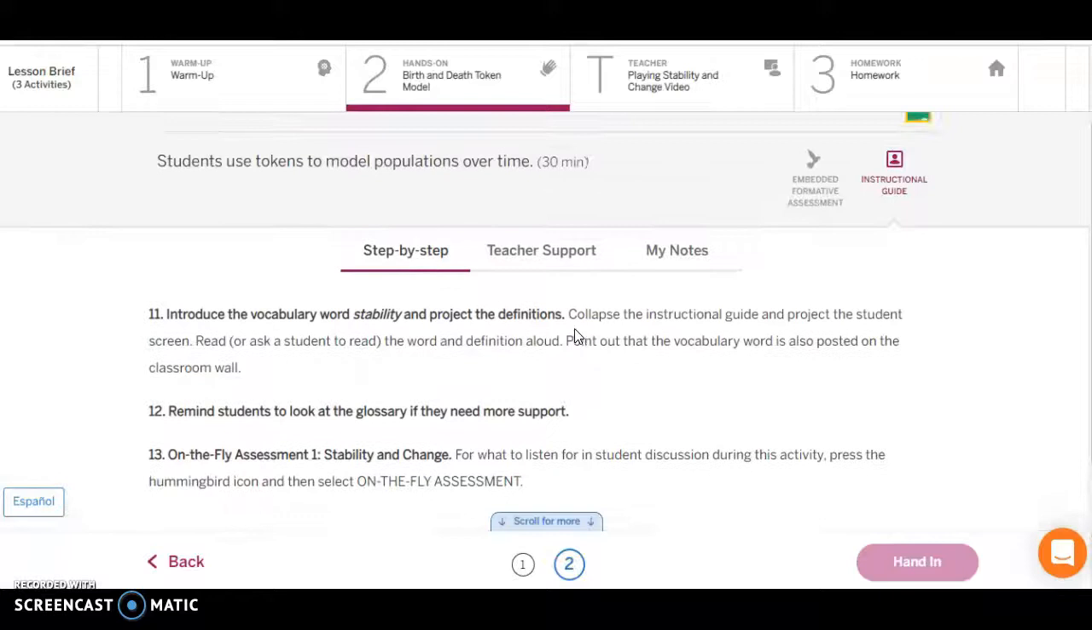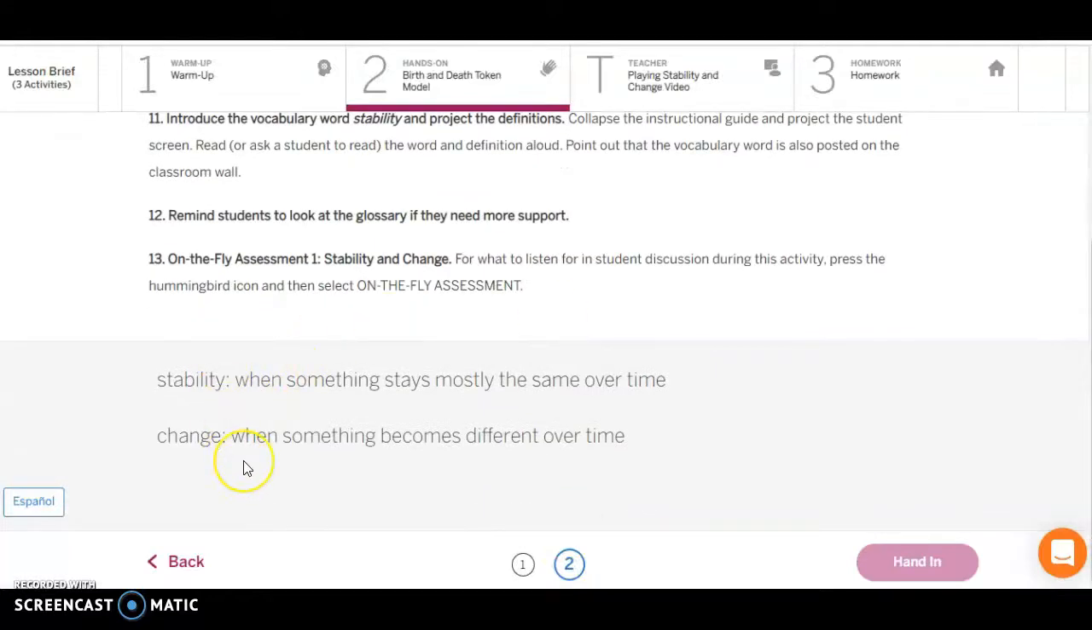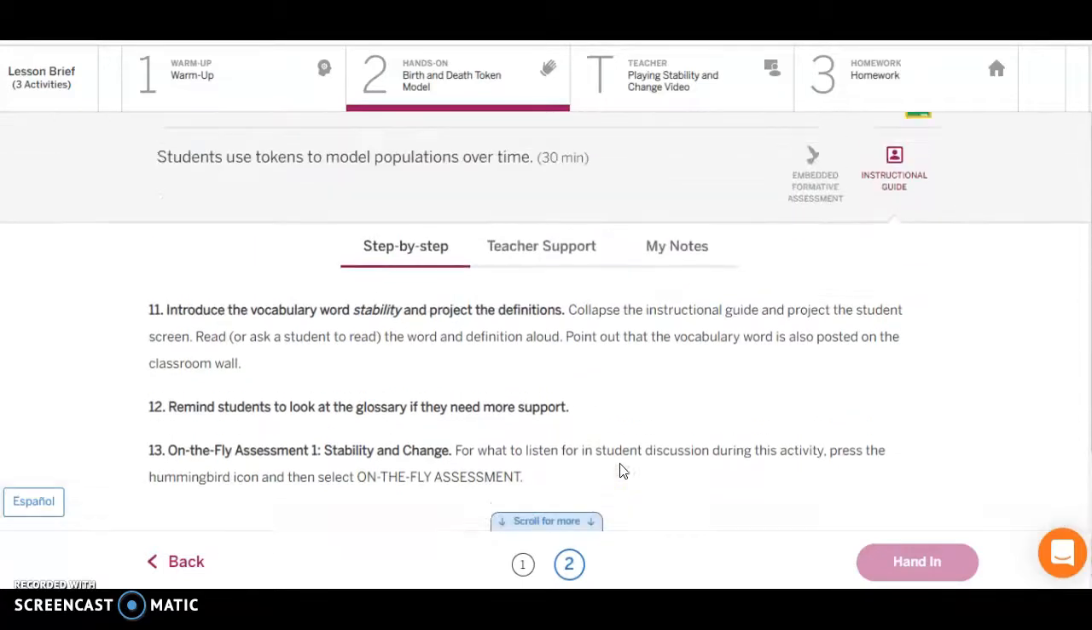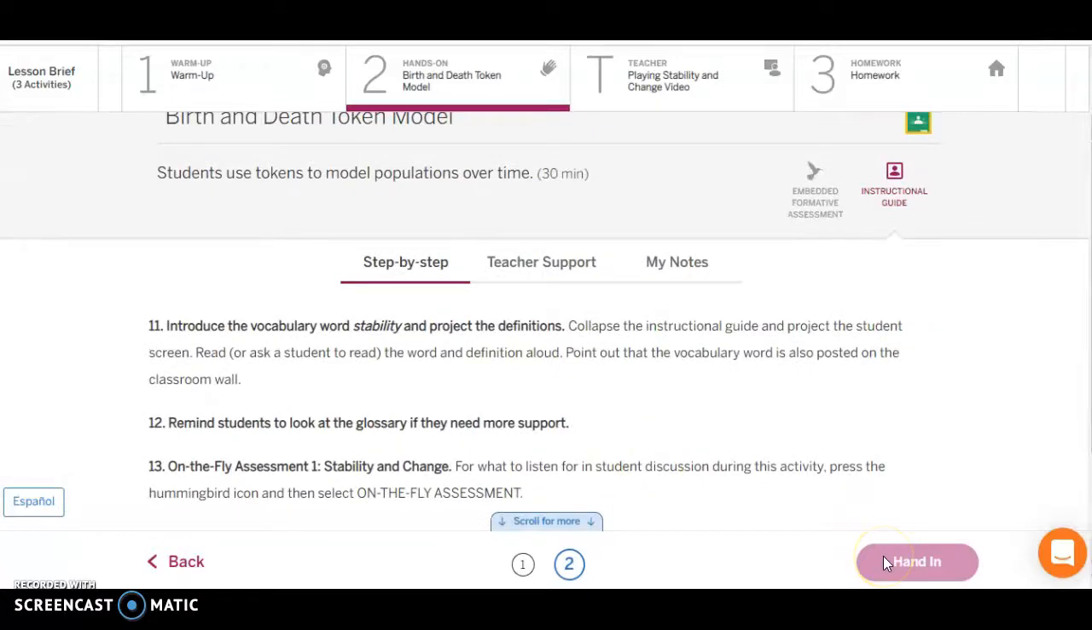Yep, you don't really have to do anything on this page, but it does give you two vocab words, stability and change, which are both things that we've already been talking about this year. Stability, when something stays the same over time, and obviously change is the opposite, when something becomes different over time. Don't forget to hand in.